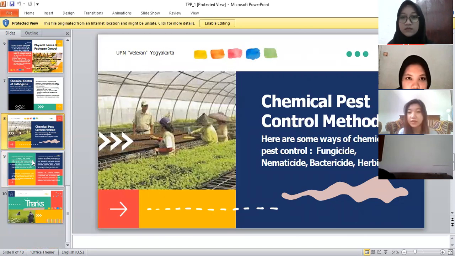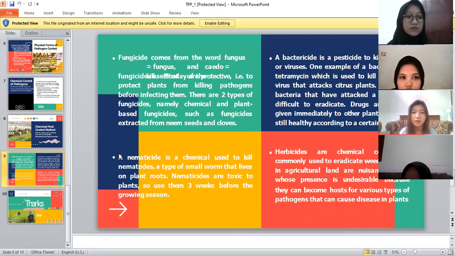The next is chemical pest control methods. Here are some ways of chemical pest control. There are fungicide, nematicide, bactericide, and herbicide. The first one is fungicides, which come from the words fungus and caedo. Fungicides protect plants by killing pathogens before they infect them. There are 2 types of fungicide, namely chemical and plant-based fungicide, such as fungicide extracted from neem seeds and cloves.